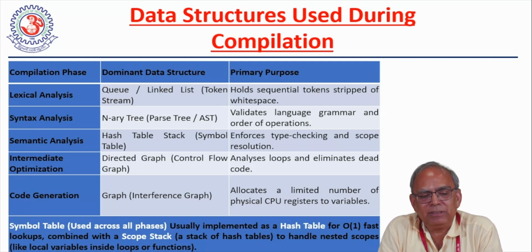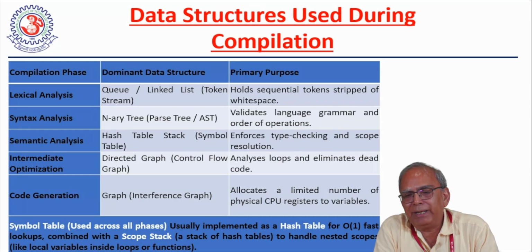So many data structures, and the most important data structure is the symbol table, which is used across all phases, and it is usually implemented as a hash table because it is used quite frequently. So we need to ensure that the program efficiency is not lowered by using an inappropriate data structure for the symbol table. We use a hash table for constant time, which we call order of one lookup. Then we can have a scope stack.